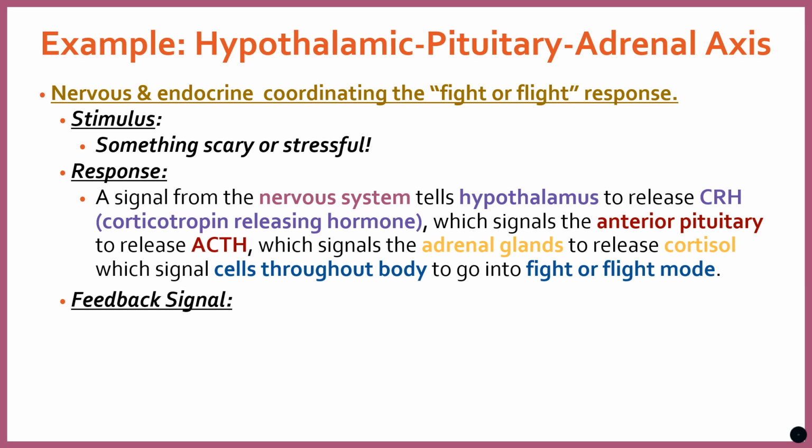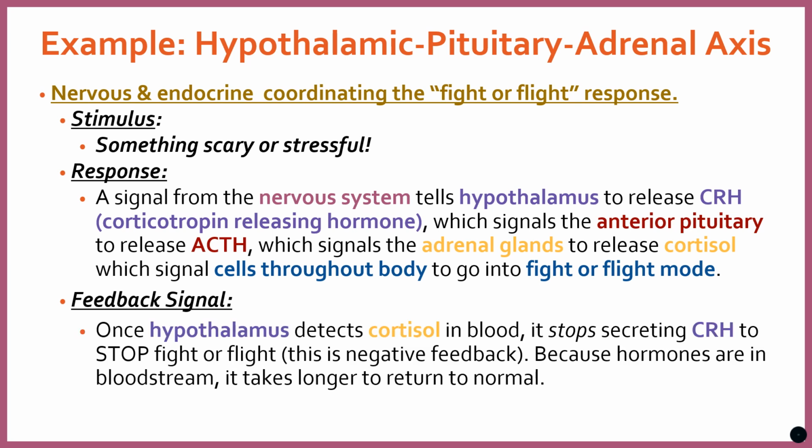CRH stands for corticotropin releasing hormone. This is going to signal the anterior pituitary to release ACTH, which is going to signal the adrenal glands to release cortisol. Remember, I said sometimes we have a hormone that stimulates a hormone that stimulates a hormone that causes an effect. This is what I'm talking about here. So the cortisol is then going to signal the cells throughout the body to go into that fight or flight mode. Once the hypothalamus detects the cortisol in the blood, it is going to stop secreting that corticotropin releasing hormone and to kind of start to stop that fight or flight response.